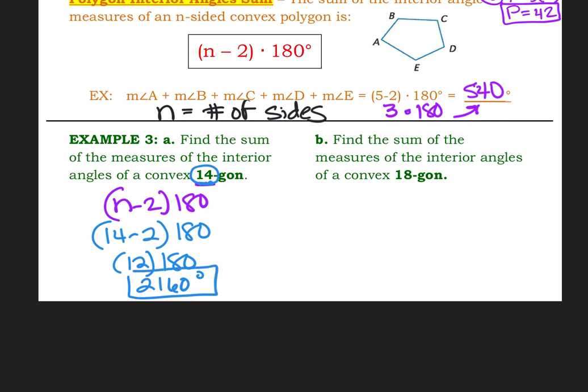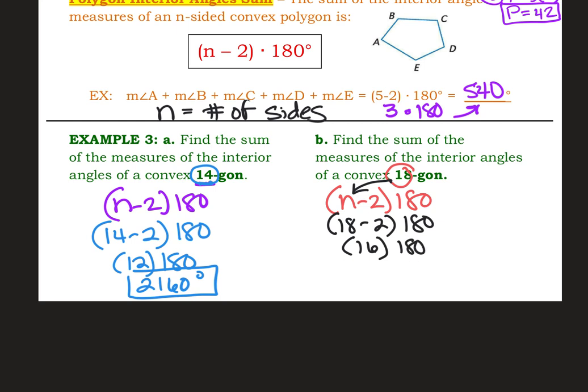All right, so look at example B. You still want to find the sum of the measures of the interior angles of a convex 18-gon. It's an 18-gon. So when I write out the sum of interior angles formula, what am I plugging into my n? The 18, good. So we're going to do 18 minus 2 times 180. What's 18 minus 2? 16, good. 16 times 180, 2,880 degrees.